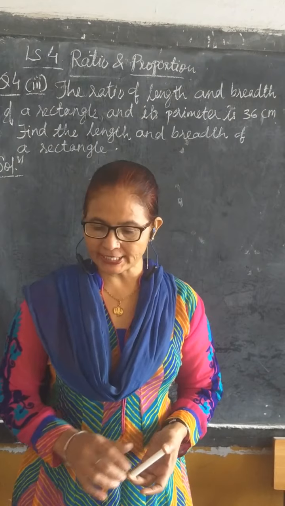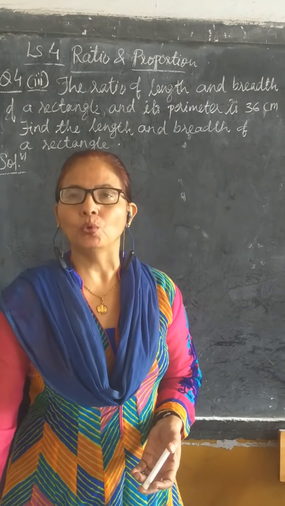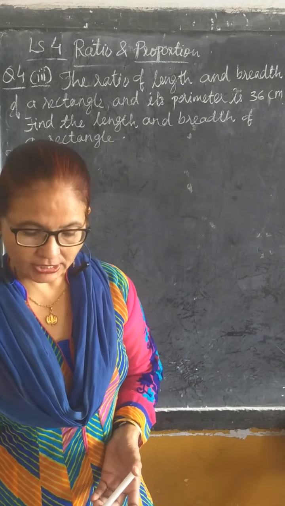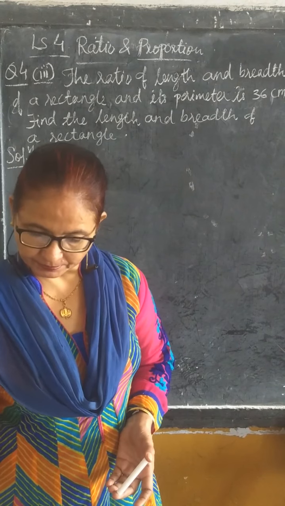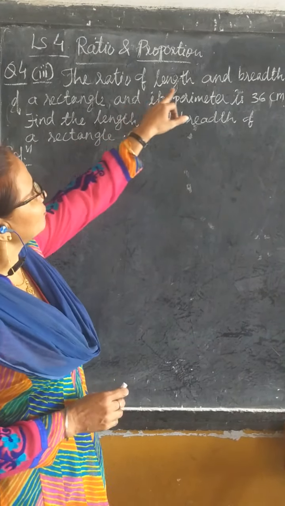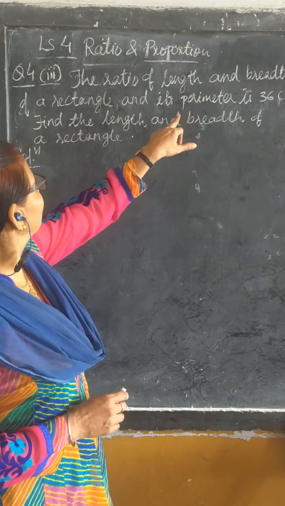Let's continue with exercise 4.2 of the lesson Ratio and Proportion. Question number 4, it's the third sum. Okay, now let's see. The question is about the ratio of length and breadth of a rectangle and its perimeter.